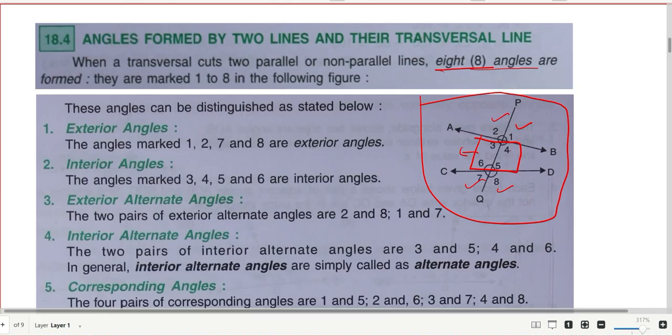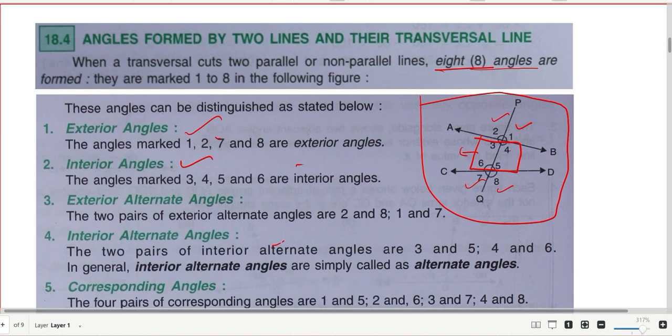What are the exterior angles? Angle 1, angle 2, angle 7 and angle 8 are the exterior angles, and the remaining angles, angle 3, 4, 5, 6, are the interior angles. Is it clear? Any more doubts regarding it? These are exterior angles and these are interior angles.